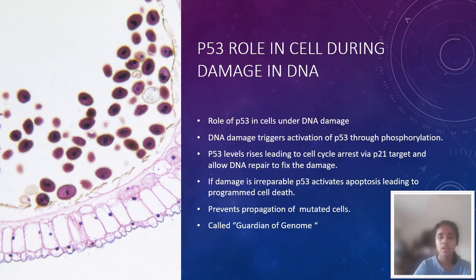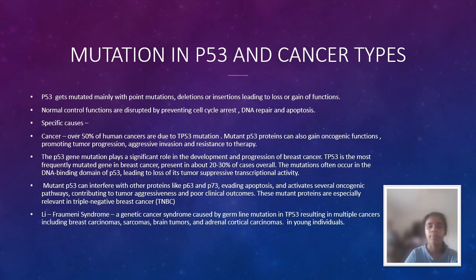That is also why, when p53 gets mutated, and p53 mutation causes 50% of all human cancers, it can be through mutations, deletion or insertion. That leads to a loss or gain of function of that gene. The ability of p53 to cause cell cycle arrest is disrupted. All these functions, cell cycle arrest, DNA repair and apoptosis, can get affected.